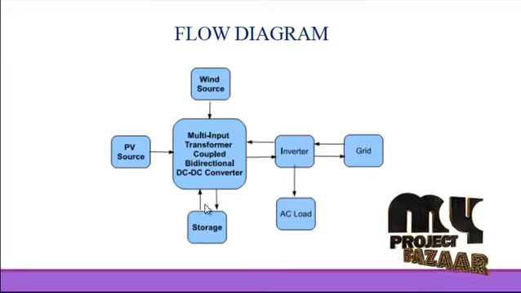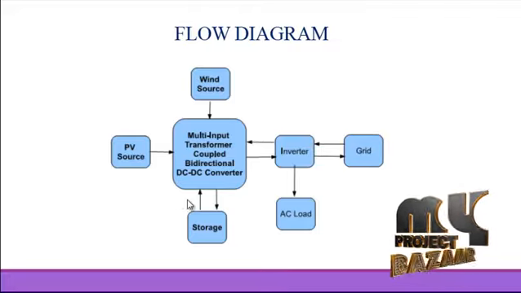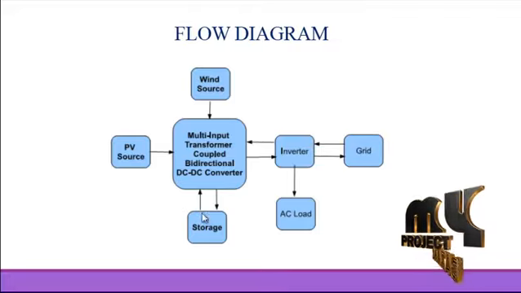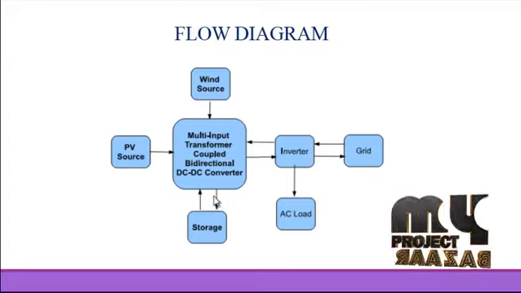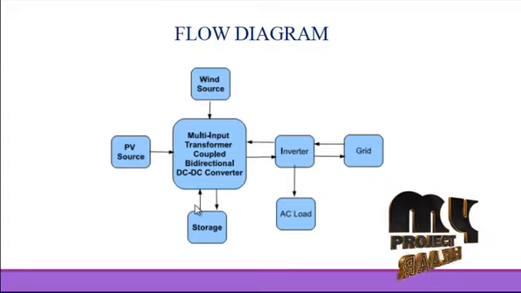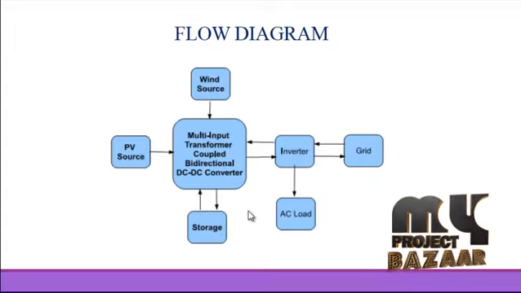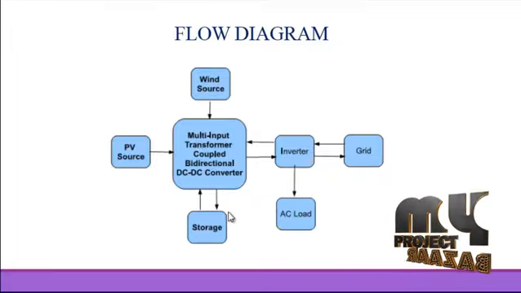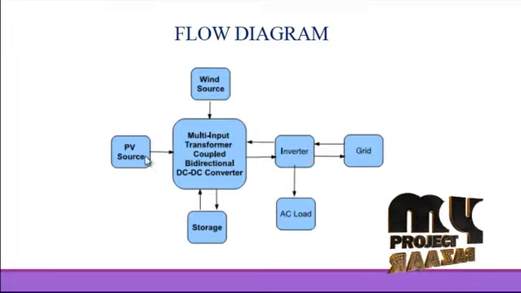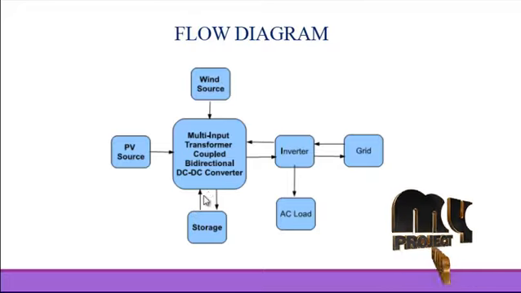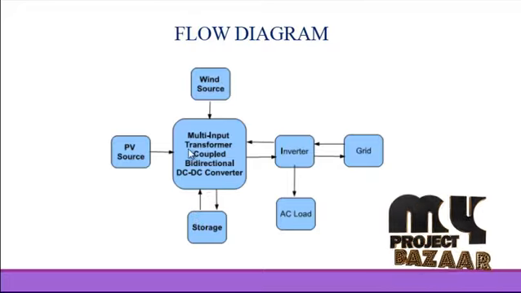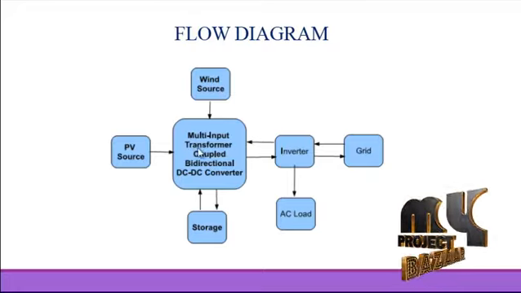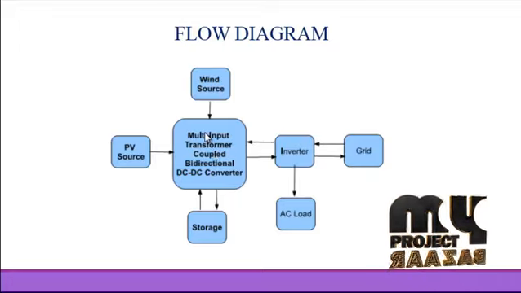Again, we can see the battery storage system. The battery storage system is bidirectional, shown with two arrows, and is used for charging and discharging characteristics. When the AC load consumes more power, it is supported by the battery. If solar and wind are enough, the battery is disconnected from the load and charged. So this mainly acts as the multi-input transformer coupled bidirectional DC to DC converter. It is the main block of our entire process.